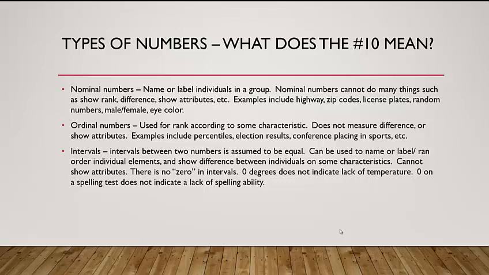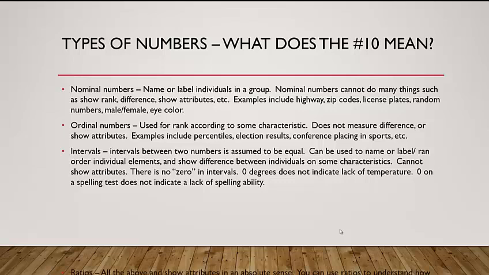So when we say things like 0 degrees, it doesn't mean that there is a lack of temperature. It just means that it's 0 degrees outside. If we say that somebody made a 0 on a spelling quiz, it doesn't mean that they can't spell. It just means that on that quiz they did not get any correct. Those are the attributes that we're going to see in our last one here. But for now, just know that intervals mean that when we have two numbers, the distance between those two numbers can be assumed to be equal.